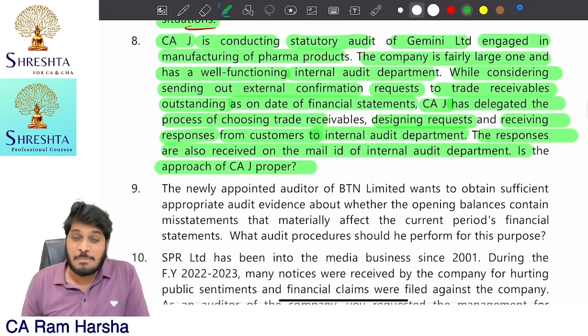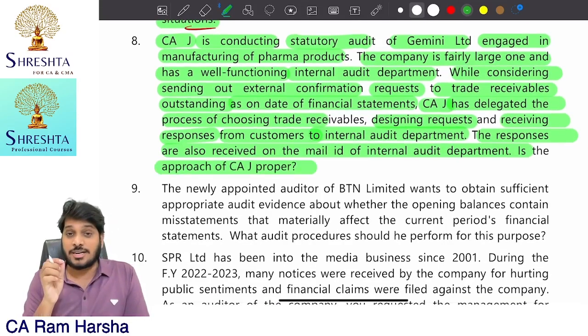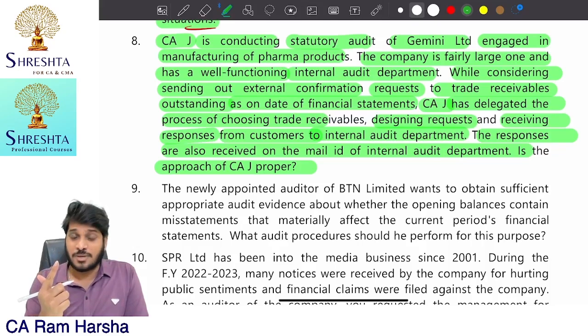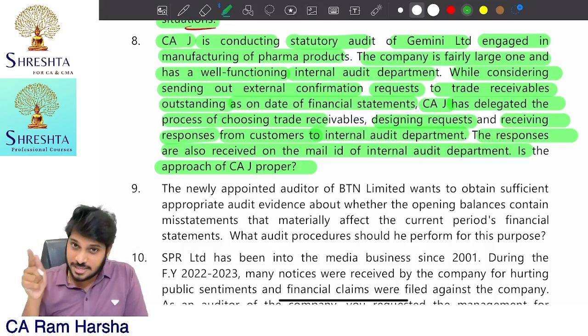Is the approach improper? The external auditor shall maintain control over the external confirmation procedure: selecting the information to be confirmed, designing the confirmation request, selecting the appropriate party, sending the request and following up on the request. These are all the steps in the external confirmation. The external auditor shall have control. This is wrong, completely. This is a question there in the ICAI material also.